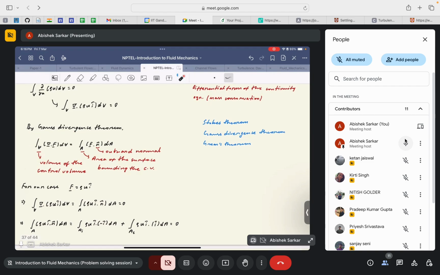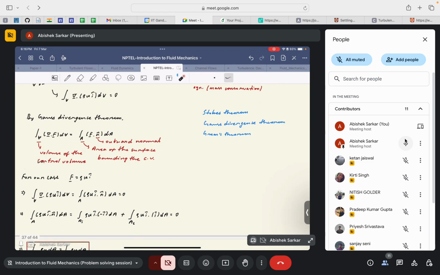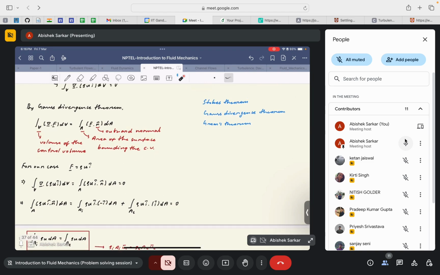This is something that we'll eventually do when we are deriving the different forms of mass conservation and momentum conservation using the Reynolds transport theorem. So for our case, as I mentioned, this f, the vector field, was rho u i cap, so we just need to substitute f as rho u i cap in these two equations to get the volume integral of nabla dot rho u i cap dV equal to the surface integral of rho u i cap dot n cap dA.